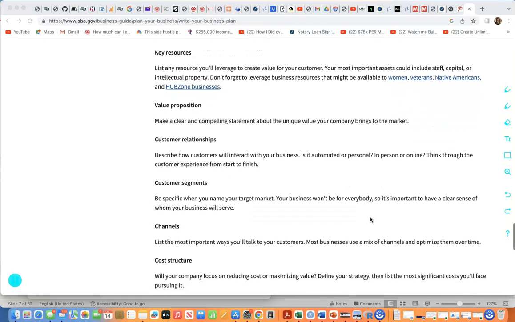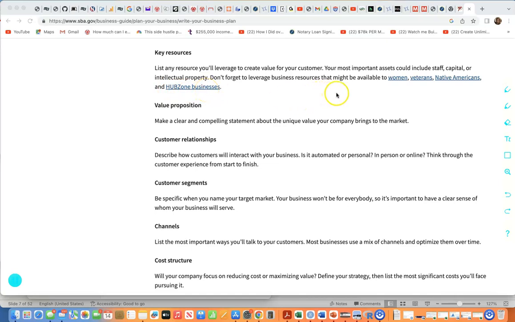Then we will list the key resources. There's some information here if you are a woman in business, a veteran, Native American. There are some links here you could click to, and it's going to take you to some additional resources. Also the HUBZone for businesses as well.